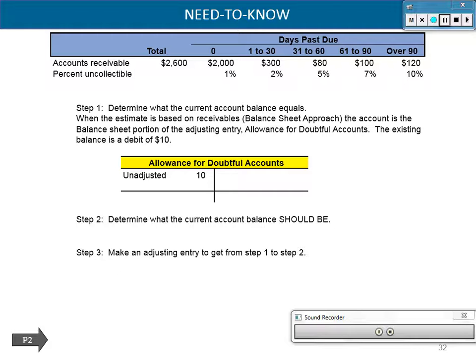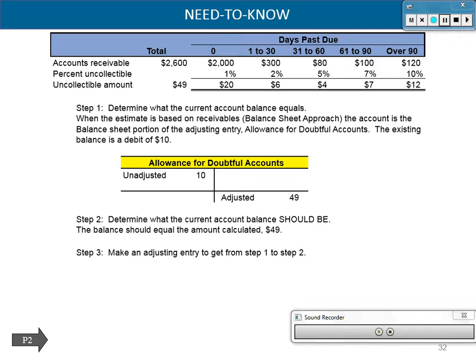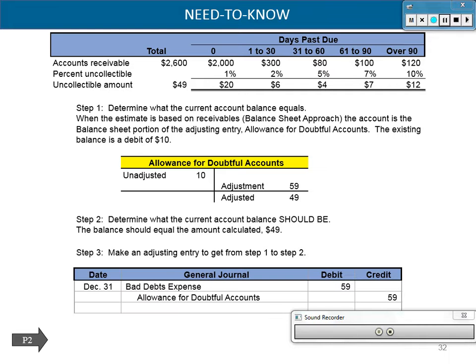And we just determined that how much was uncollectible? 49. So that brings the account balance up to what? What's the adjustment? 59. The adjustment is 59 because 59 minus 10 would get you that end result of 49. So we have to do a journal entry for the actual adjustment, which is a debit to bad debt expense and a credit to allowance for doubtful for that $59.